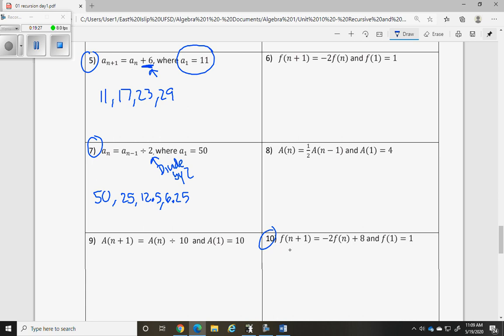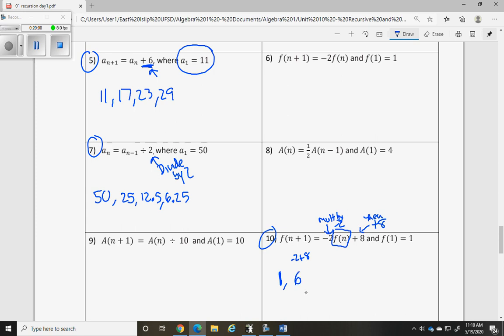So what do you know? Yes, you know 1. What do they want you to do? They want you to multiply by -2 and add on 8. So just follow your order of operations. You always multiply before you add. So multiply by -2, then add on 8. Not a big deal. So I know the 1. If I multiply it by a -2, I have -2. If I add on 8, I get 6.